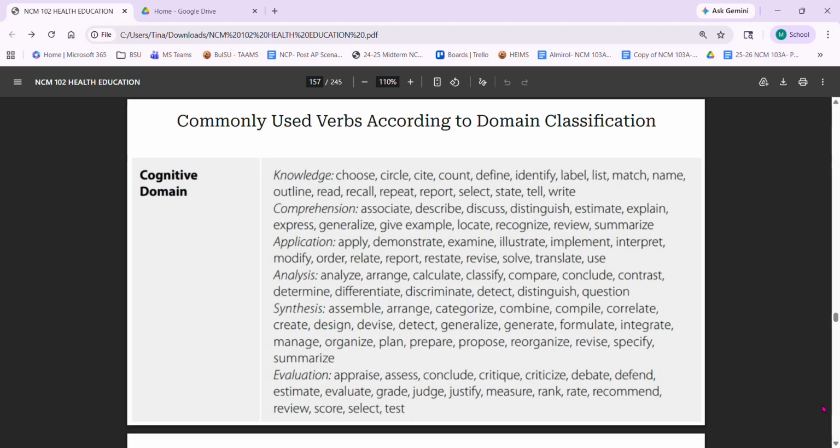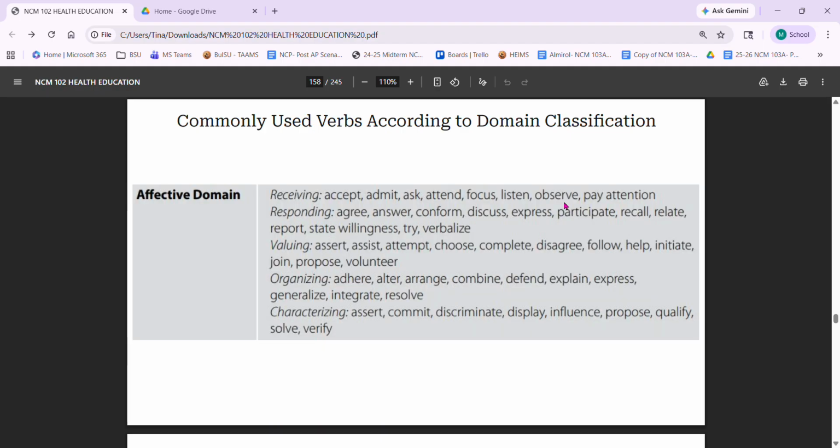Alright? So here, kindly please take note: these are the commonly used verbs according to the domain classification. Per level, we've discussed cognitive, you have 6: knowledge, comprehension, application, analysis, synthesis, evaluation. So, this would be your guide. These are the commonly used verbs. If you are in the cognitive domain and your objective is knowledge, you use this kind of verbs, the corresponding verbs. So, kindly please take note of this. So you have a copy.